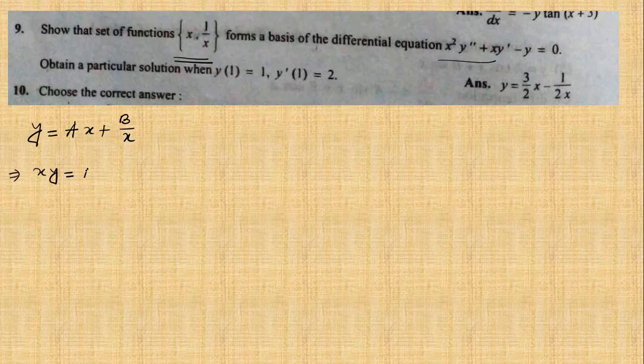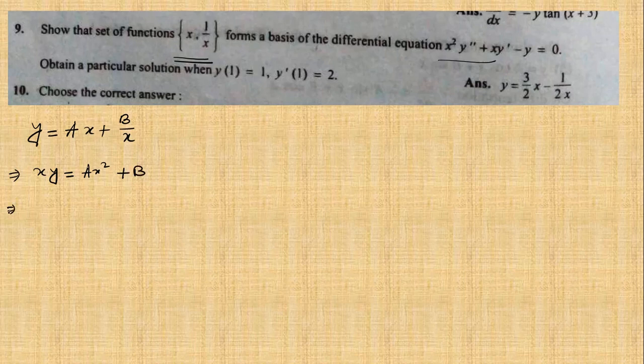Next question. Show that this set forms a basis of a differential equation. So this is a set of x and 1 by x. We can take y equals a x plus b into 1 by x. We need to eliminate a and b. At first we can multiply this with x. So xy equals a x square plus b.